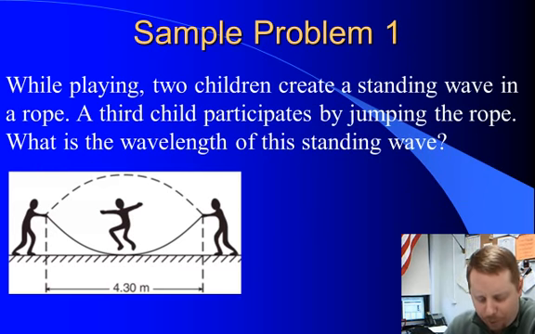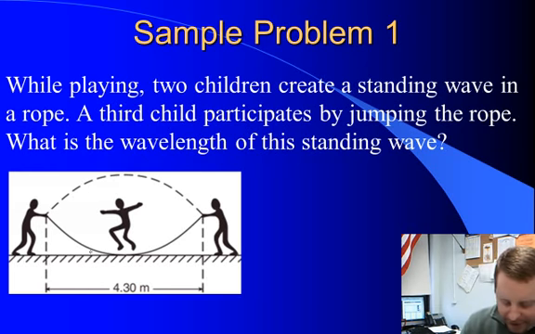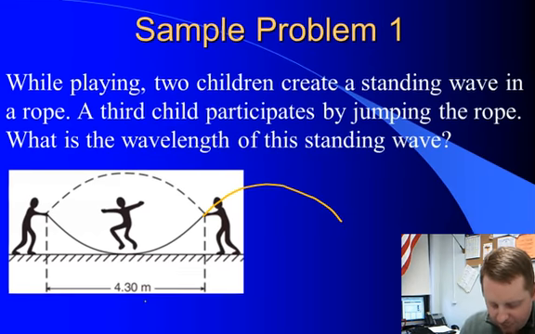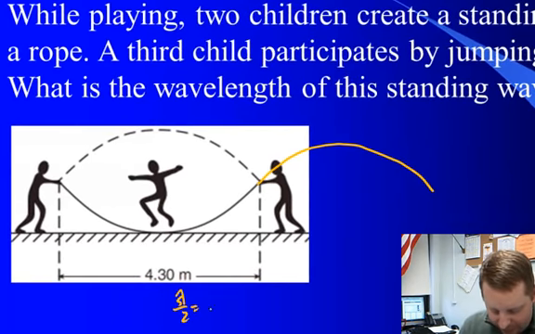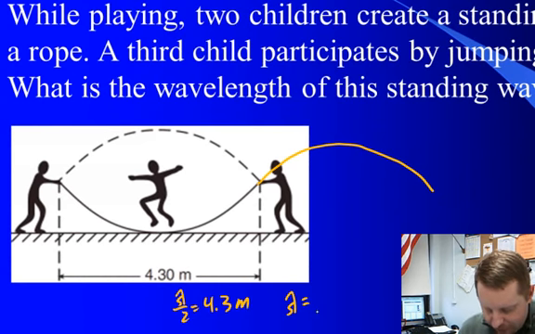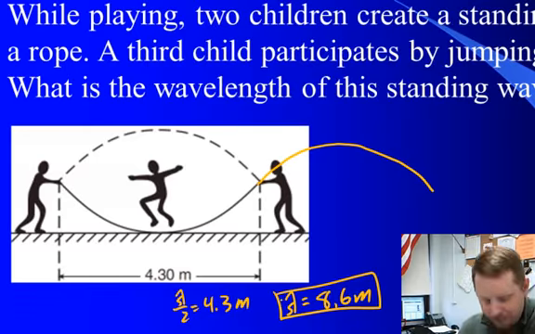So if we look at a sample problem here, while playing, 2 children create a standing wave in a rope. A third child participates by jumping the rope. What is the wavelength of the standing wave? Well, if you look at it, we're seeing half of a wavelength here, right? An entire wave would follow through like that. So if half the wavelength is 4.3 meters, then the wavelength itself must be 2 times that, or 8.6 meters, right from the picture.